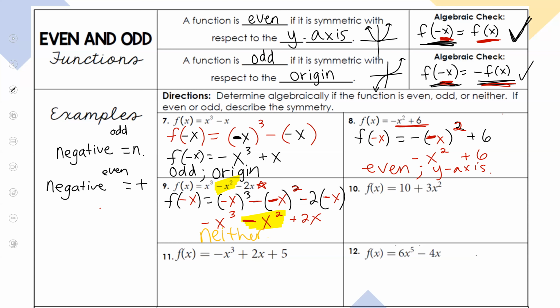Okay, so I'm going to pause it here. I'm going to have you guys do number 10, 11, and 12. And when I say it has to be opposite in order to be odd, for number 11, that includes the 5 too. If everything else is opposite, but the 5 isn't, you still have a plus 5. That is not odd. Everything has to be opposite, including the constant. Okay?